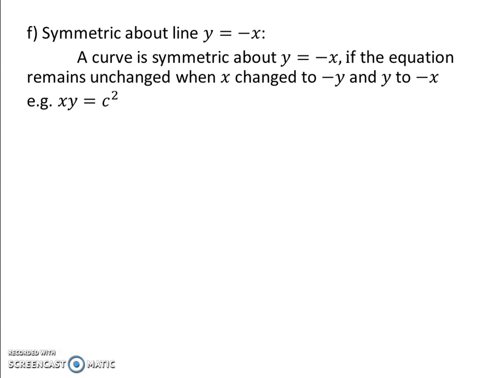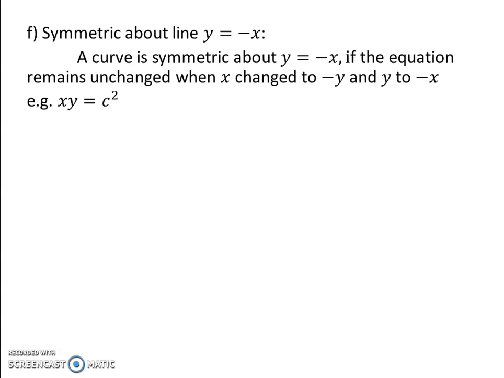Again, if you put x equal to minus y and y equal to minus x, minus minus becomes plus, the curve is same, therefore it is symmetric about line y equal to minus x. So this is rule number 1 with different 5 aspects of symmetry.